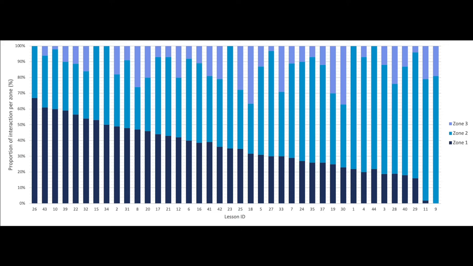And this grid shows that in 6 lessons, interaction in zone 3 did not take place. On average, interaction in zone 1 took up 51% of the lesson time, 30% of the interactions were in zone 2, and only 13% of the interactions took place in zone 3. Now, these were the differences between the lessons.